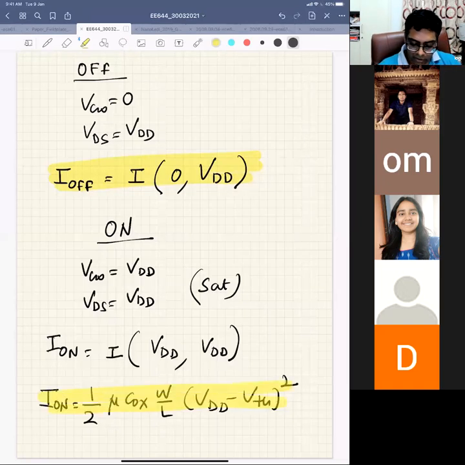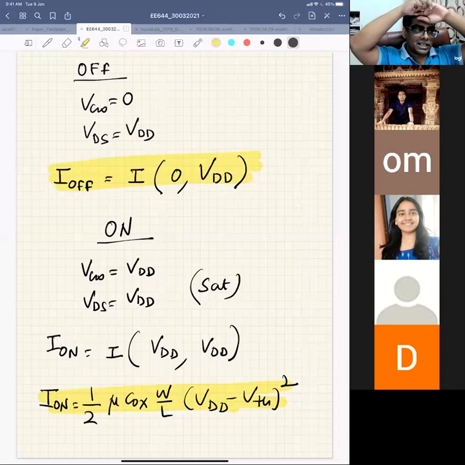I'll come to the equation of the off current later, because we have not yet covered what happens in weak inversion when VGS is less than VTH, and how to derive the current for that. So the on current is half mu Cox W by L (VDD minus VTH) squared, and it is a fixed quantity for a transistor. On current tells you when the transistor is on, how much current it gives. Off current tells you when the transistor is off, how much current it gives.